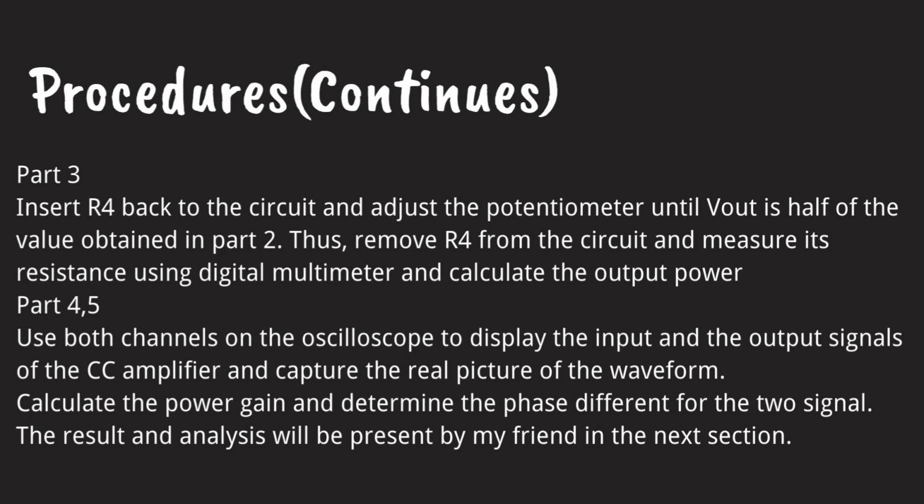Then remove R4 from the circuit, measure its resistance using the digital multimeter, and calculate the output power. For part 4 and part 5, use both channels on the oscilloscope to display the input and the output signals of the CC amplifier and capture a picture of the waveform. Calculate the power gain and determine the phase difference between the two signals.